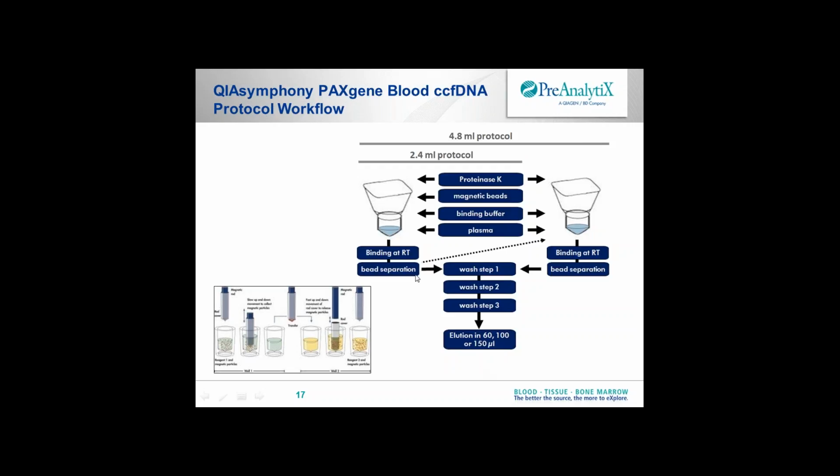If you are interested in a higher plasma volume, you also have the possibility to start with 2.4 ml and choose the 4.8 ml plasma protocol. After the first aliquot of 2.4 ml of plasma was processed, the beads were separated, and then we used a second aliquot of 2.4 ml of plasma. Proteinase K was added again, binding buffer was added again, and then you have a second binding step here, and then the separated beads go through these wash steps and to the elution. So we have two options, a high plasma and a low plasma volume protocol here.